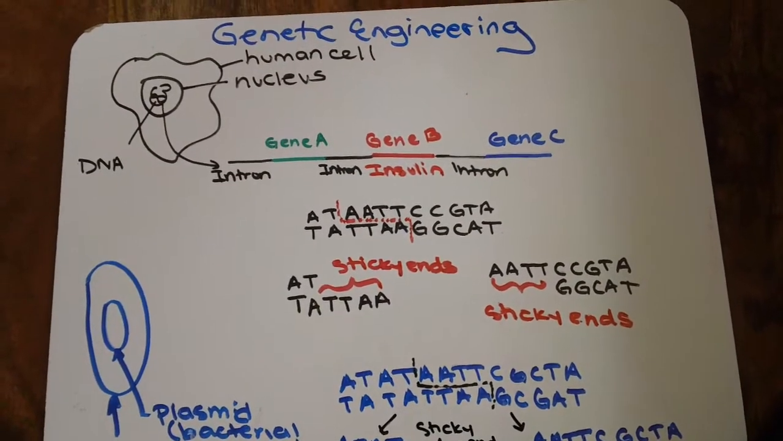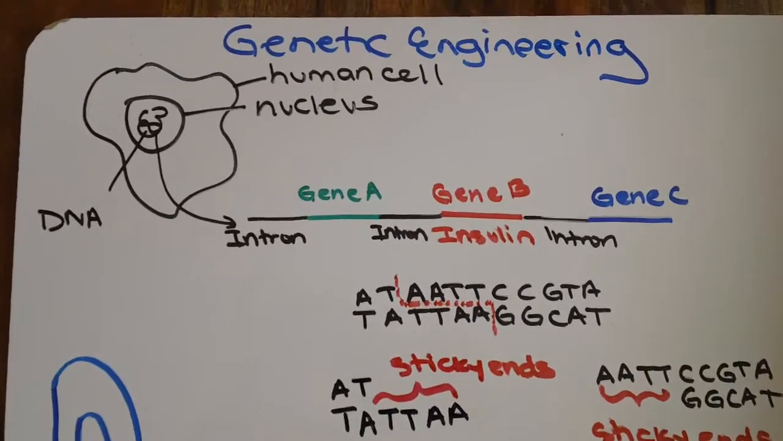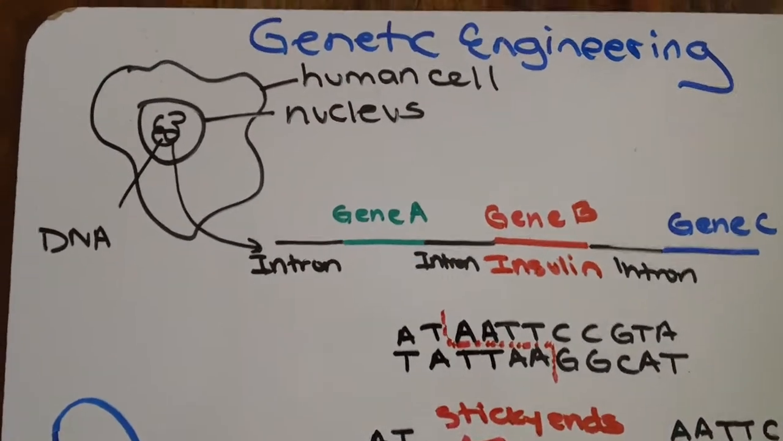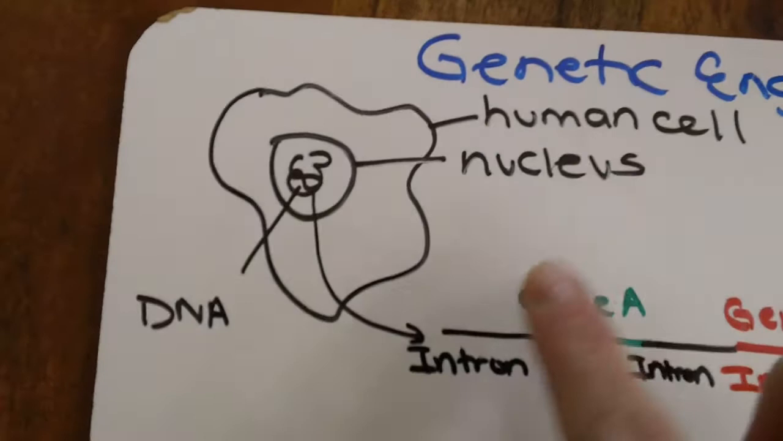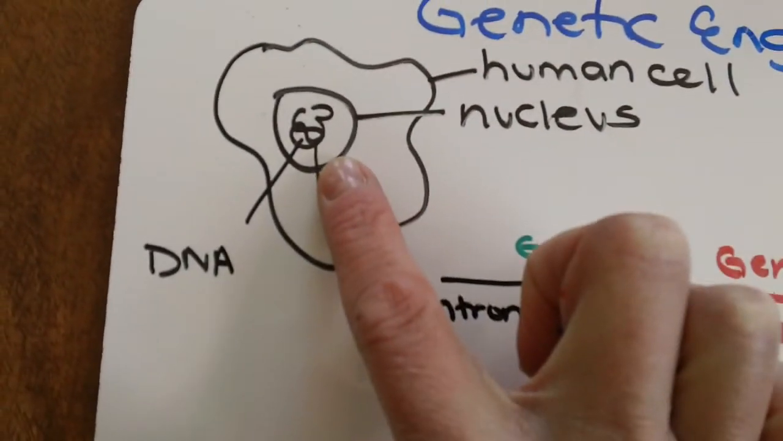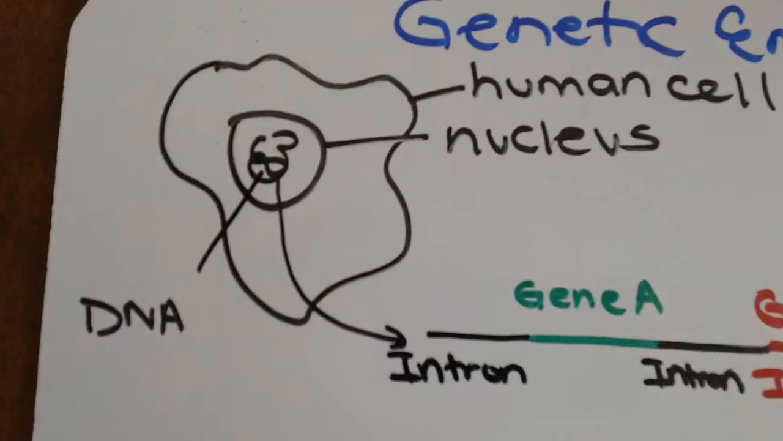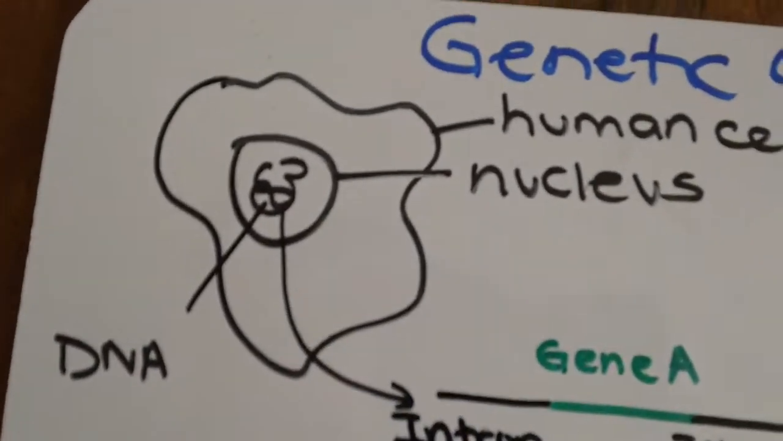Alright guys, I'm going to do a quick little video about genetic engineering because I know that some people are a little confused about it. So if you take a look here, I have a human cell, and here's the cell membrane, here's the nucleus. Inside the nucleus I have DNA. This DNA is in loose form, so it's called chromatin.